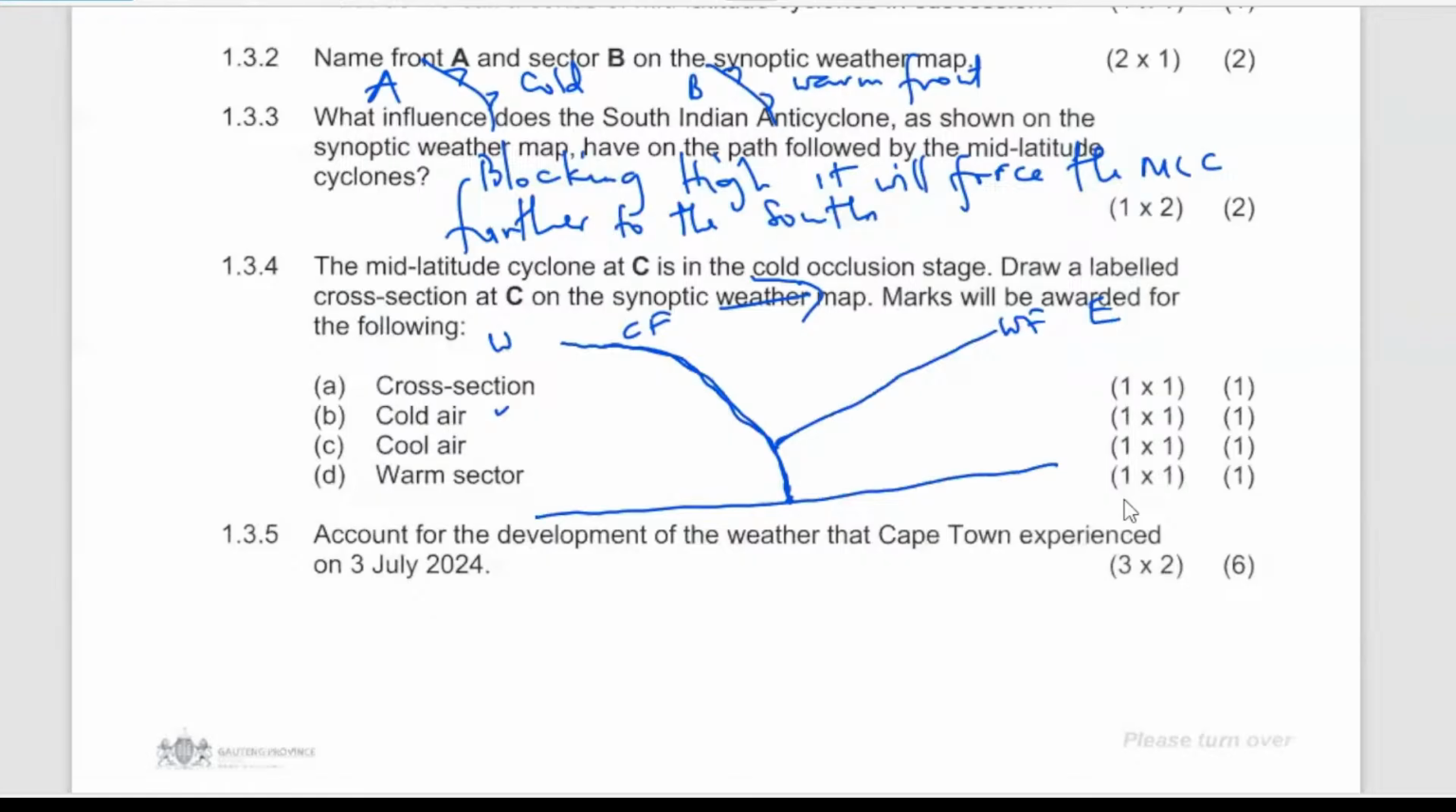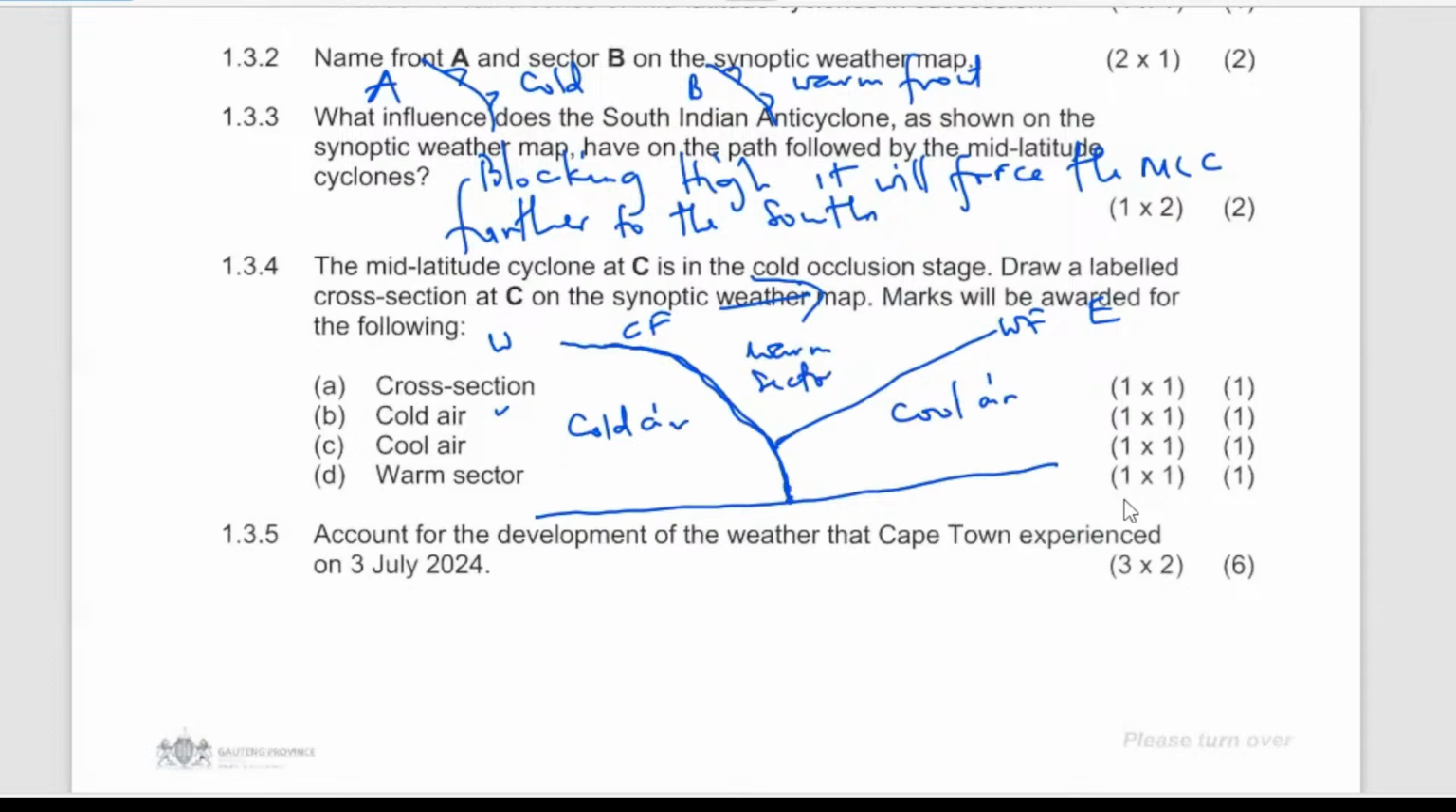Right. So where is the cold air? The cold air is from behind here. And this one becomes the cool air. And where is our warm sector? Our warm sector comes here. So that's basically how it looks.